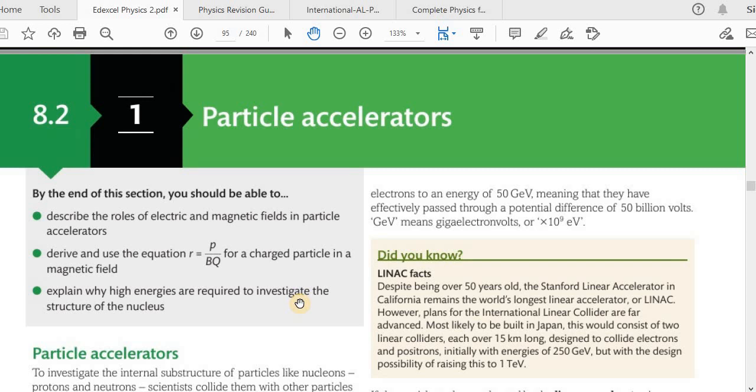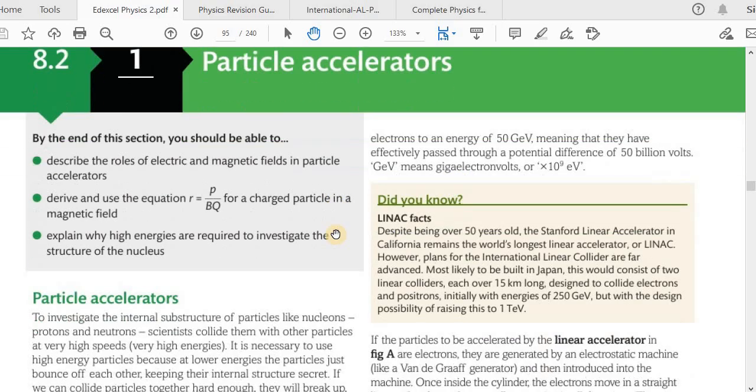You have learned that the strong nuclear force holds the nucleus together. There are protons in the nucleus which have the same charge, and because they have the same charge, they can repel. But what holds the nucleus together is the strong nuclear force. Even in chapter 8.3 you will see it.